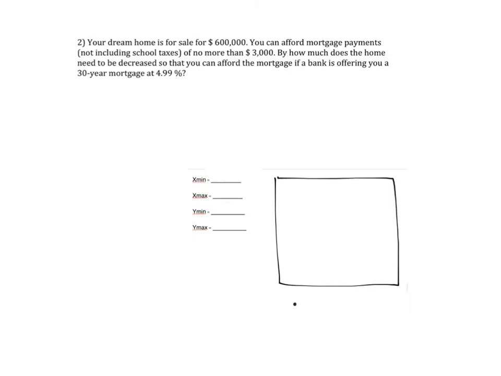Problem 2, your dream home is for sale for $600,000. You can afford mortgage payments, not including school taxes, of no more than $3,000 per month. By how much does the home need to be decreased so that you can afford the mortgage payment if the bank is giving you a 30-year mortgage at 4.99% interest?